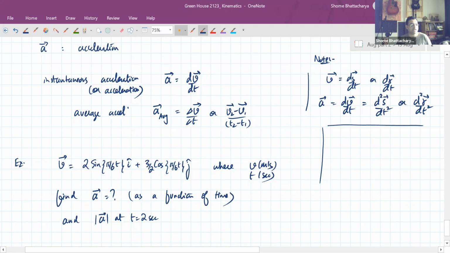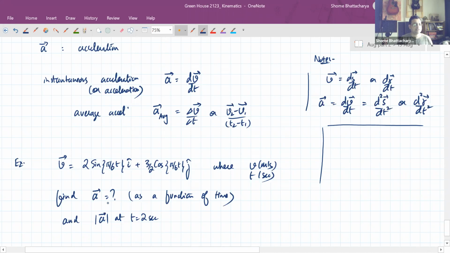T is the variable, time t is the variable on the right hand side, and velocity becomes the dependent variable. T is the independent variable. So velocity is expressed as a function of time, albeit it's a vector function because i cap and j cap are also involved. So you can see it's a motion in a two-dimensional plane such that velocity has an x component which is given by 2 sine pi by 6t, and it has a y component which is given by 3 by 2 cos pi by 6t.